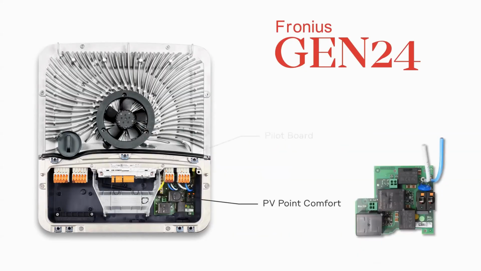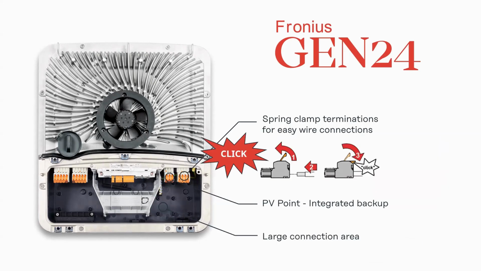Here you could see a board, and this is something that's relatively new. This is called the PV Point Comfort. So what we were showing in the previous slide, we have the PV Point integrated backup. This is a free feature that comes with every Gen 24 inverter, whether you have a battery or you don't. The PV Point is there when the grid goes down. We will automatically start operating our power on this PV Point outlet here.